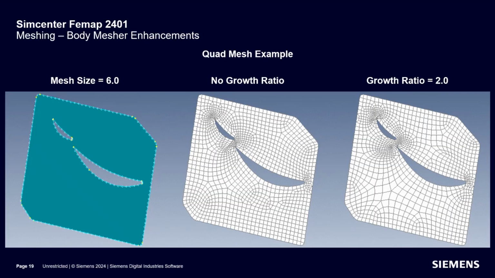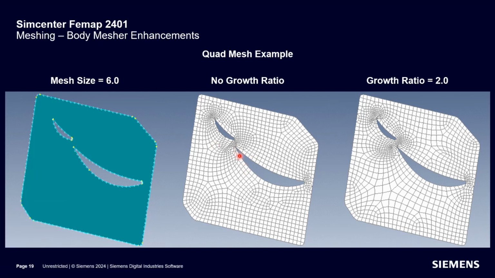So here's an example of what's going on here. With no growth ratio, you kind of have the same mesh sizing in the acreage areas away from any curves that have been sized. You have the same mesh sizing as, let me kind of point it out here.